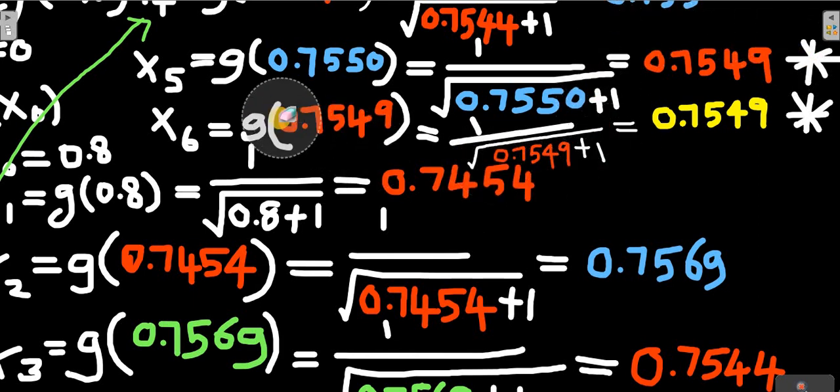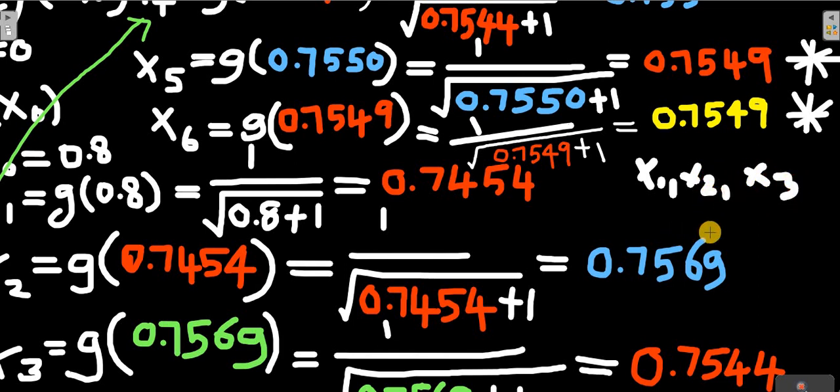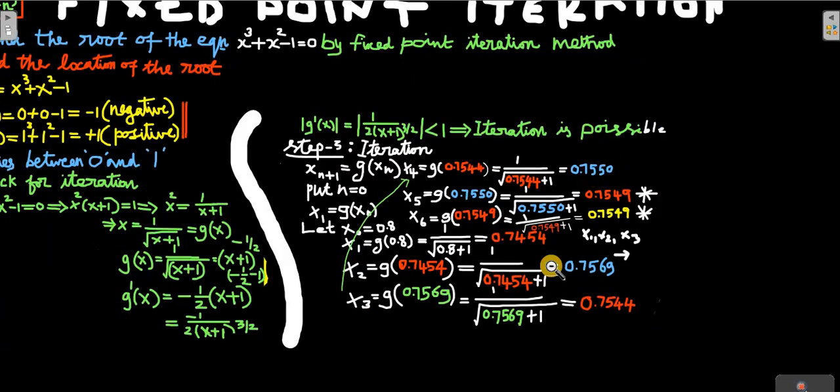Therefore, what we understand is that x1, x2 and x3 all approach 0.7549. அதுக்கப்புறம் நம்ம என்ன வேல்யூ கண்டுபிடிச்சாலும் சரி, x7, x8, x9 எதை கண்டுபிடிச்சாலும் அதனுடைய வேல்யூ என்னவா இருக்கும் அப்படின்னா 0.7549 அப்படின்னு இருக்கும். Okay, so the problem is like this.